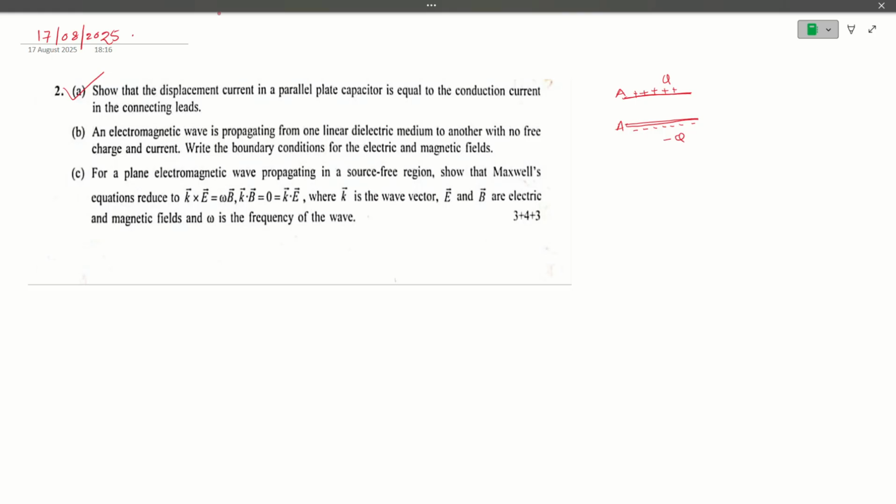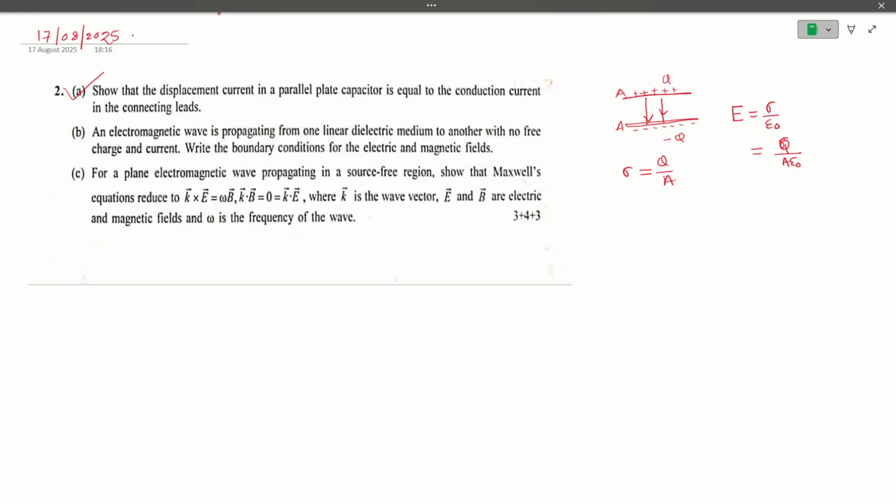So the electric field from top plate to down plate is defined as E equals sigma divided by epsilon naught, where sigma is called surface charge density. Surface charge density means charge per unit surface area, that is q divided by A. Therefore we get E equals q divided by A epsilon naught.